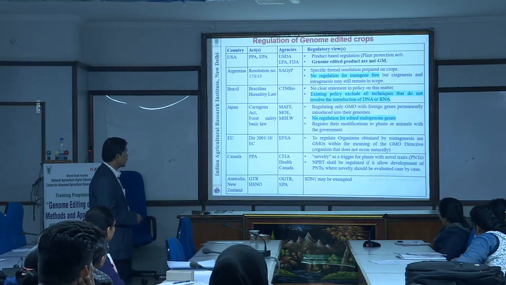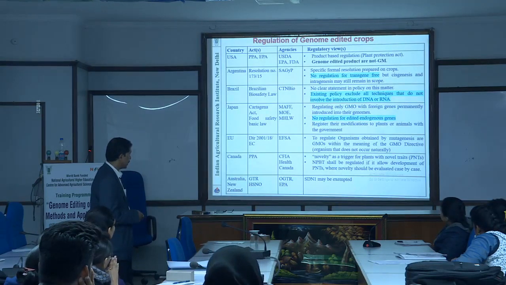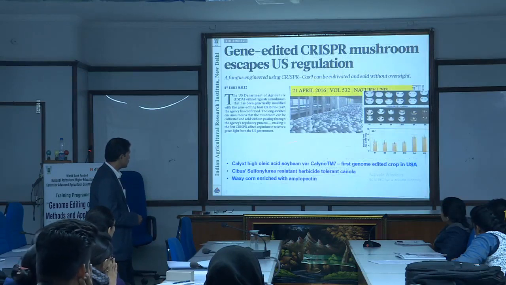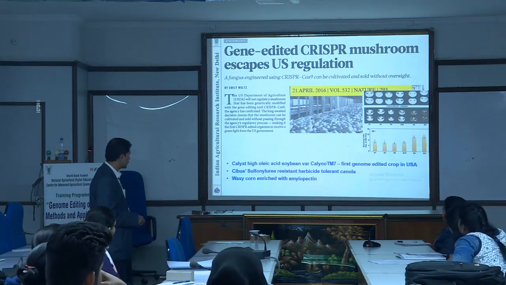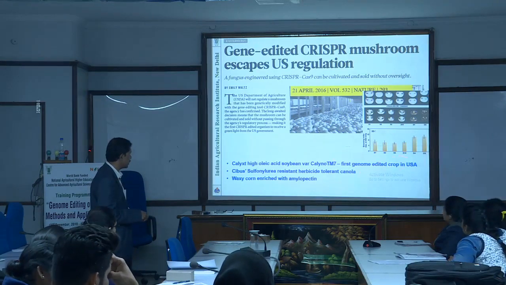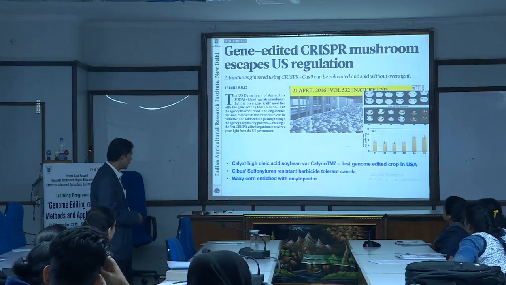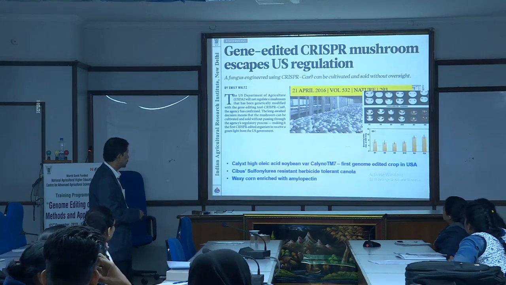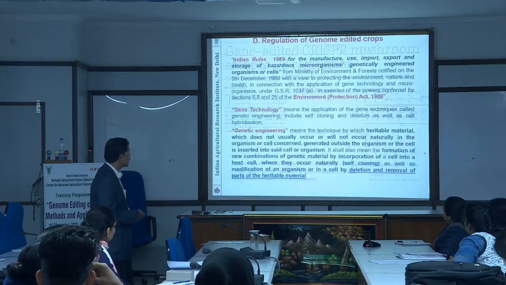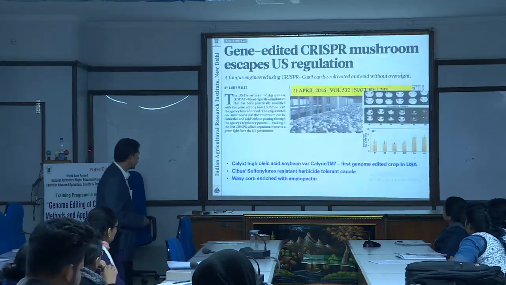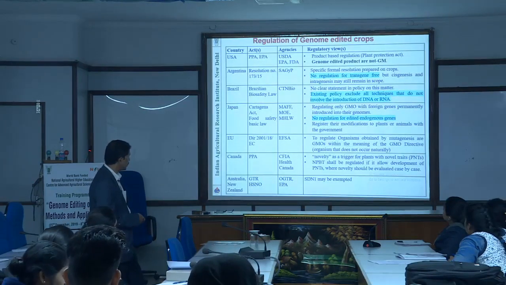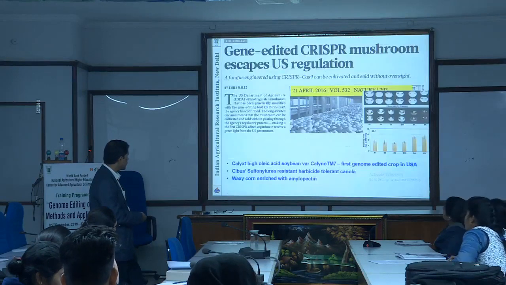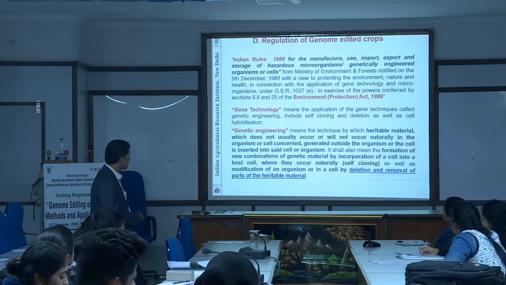The regulation part, I think, will be covered by Dr. S.R. Bhatt in the coming days. So far, only the Calyxt high oleic acid soybean is the edited product which is cultivated in the USA. But this is edited using TALEN technology to produce high oleic acid. So this gives hope that other genome edited products can be used. In some countries, there is no regulation; you can use the genome edited product freely. But in our country, there will be a regulation, and this will be discussed by Dr. Bhatt.